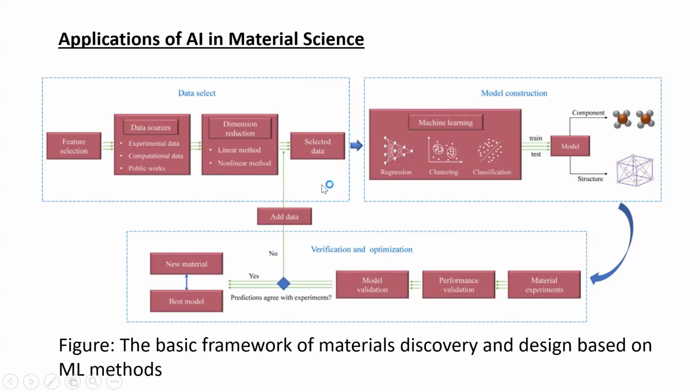Obviously, these are the common processes that we follow whenever we develop any machine learning or deep learning models: feature selection, then data collection, and then dimensionality reduction, which is also required in some cases, because in those types of applications the data is significantly large. The amount of material properties is also significantly large. There are a lot of varieties of material properties, and we need to consider all of those properties whenever we are developing a particular application.